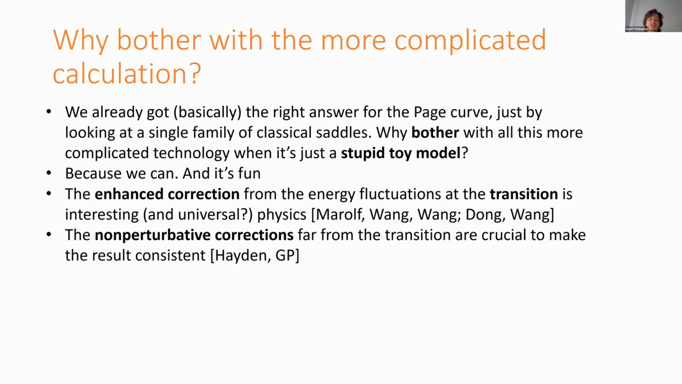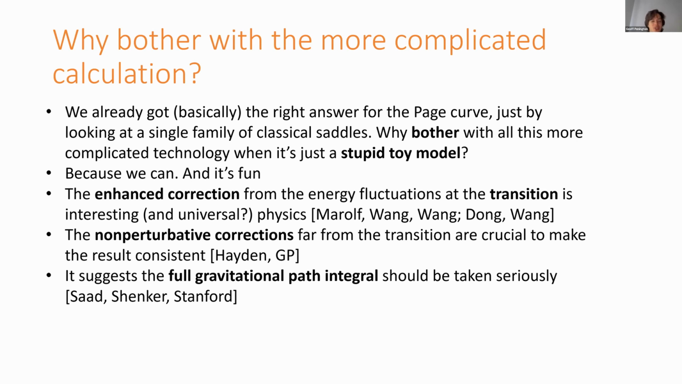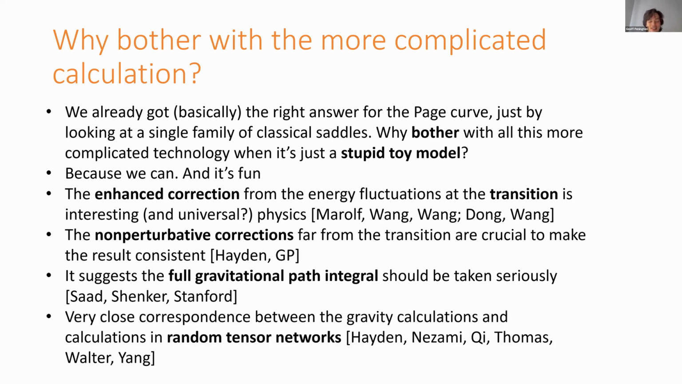These non-perturbative corrections to the Page curve very far from the transition are also really crucial to making the result work. It goes back to a paper by me and Patrick Hayden from a couple of years ago. And it's also evidence that we should really take this full gravitational path integral seriously. Beyond just some leading classical saddle, it's really giving us sensible answers. And in fact, the sensible answers it's giving us have very close correspondence with the answers you get from random tensor network calculations. So that's some reason to think that we should really take seriously the random tensor network toy models as genuinely saying something deep about AdS/CFT and quantum gravity.